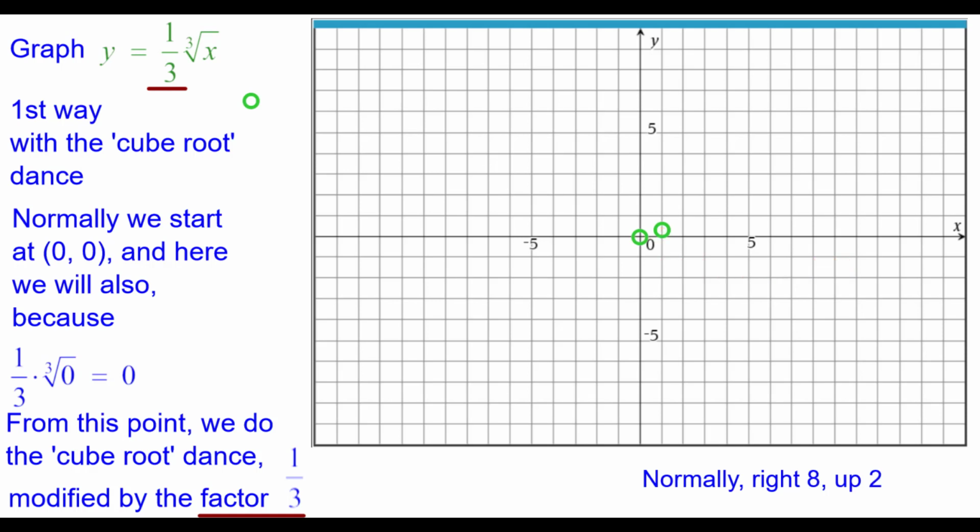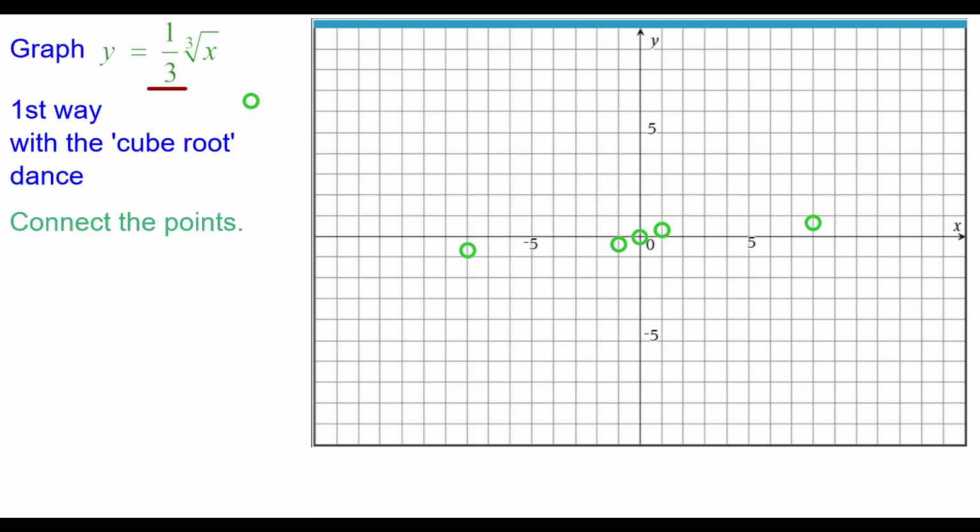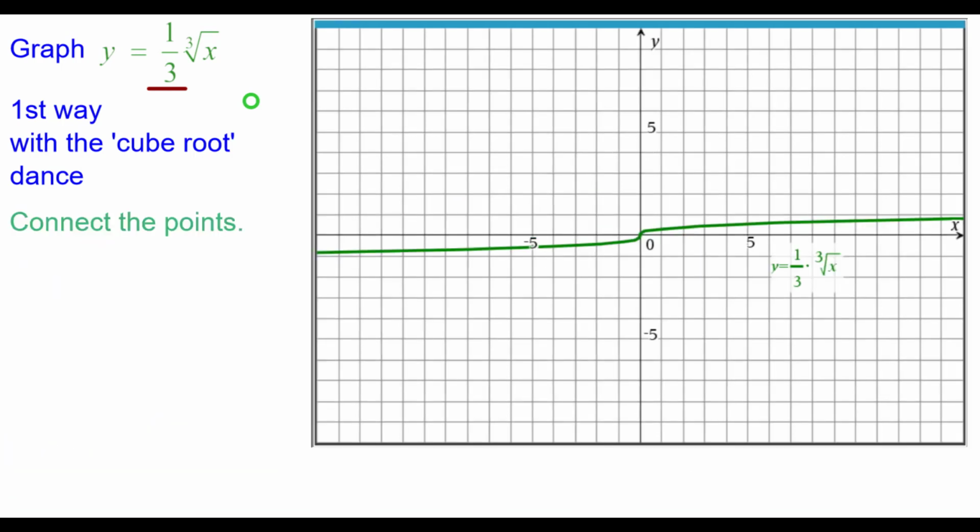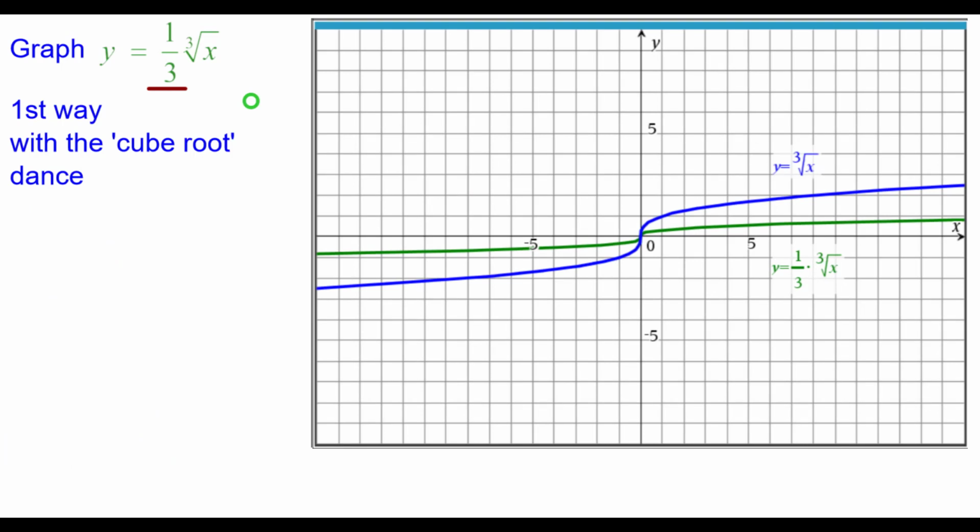Normally it's right 8 up 2, because the cube root of 8 is 2, but in this case it's right 8 up 2/3. Normally left 1 down 1, so here it'll be left 1 down 1/3 of the way, and left 8 down 2 becomes left 8 down 2/3. Connect the points, and then compare it to the cube root function in blue. And you can see that the blue values are multiplied by 1/3 to get the green values, not only here, but in all points.